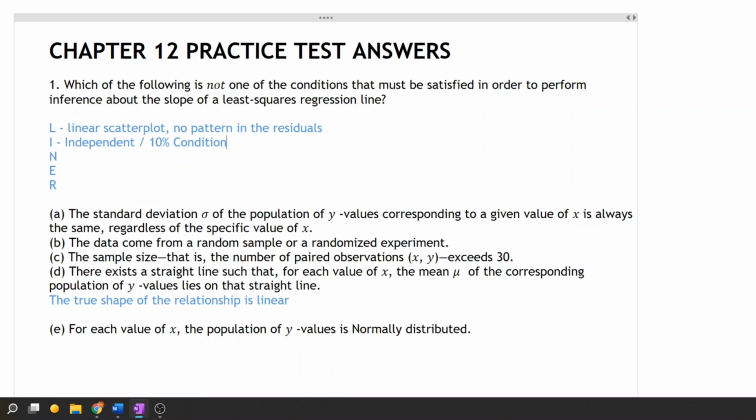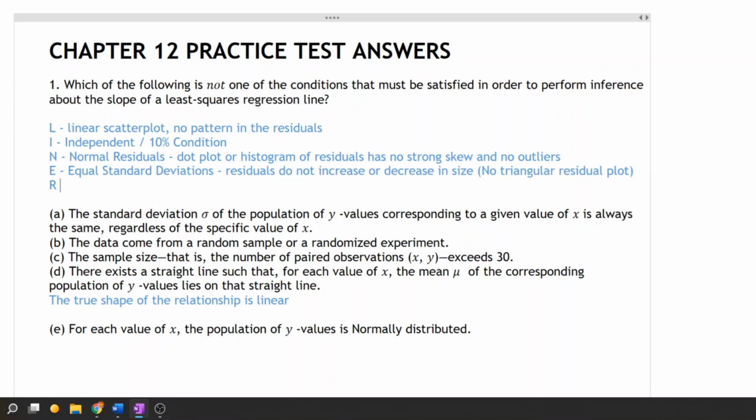Considering that this is a random sample, we need to make sure that we are not sampling so much that it changes the independence. But there's nothing here that has anything to do with independence. So we'll skip that and go to N. N stands for normal residuals. And what that means is that if we plotted the residuals with either a dot plot or a histogram, there's not going to be a strong skew or outliers. And there's actually nothing here about that one. So we're going to move on to E.